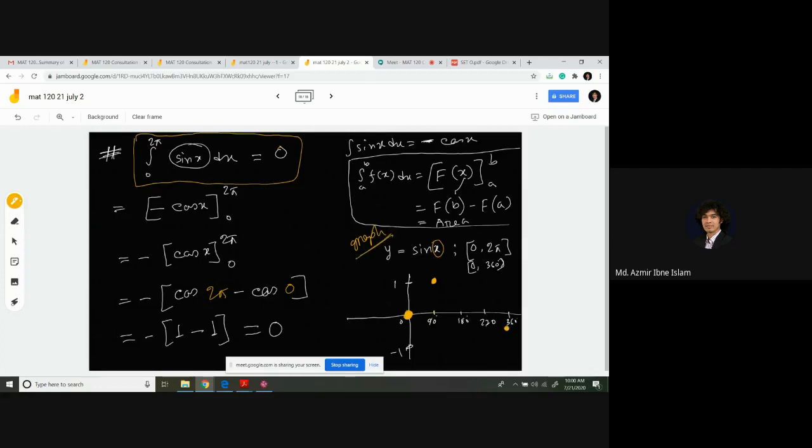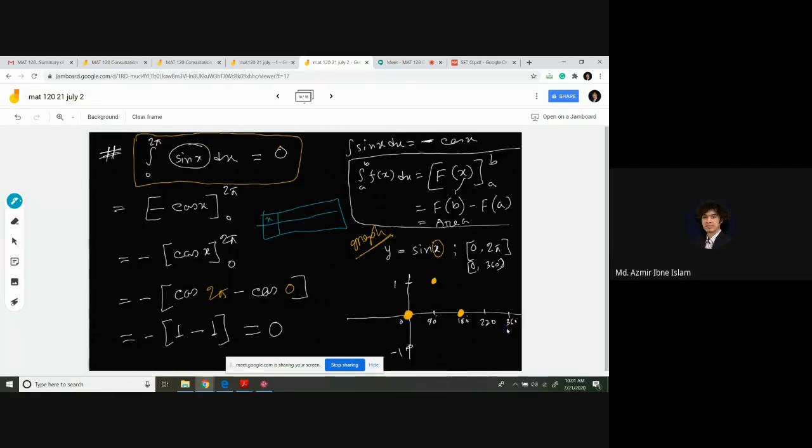Okay. Sine 180 degrees will most probably be negative 1. Sorry, sine 180 degrees is 0. Is that okay? Do you understand what I am saying? Yes, sir.